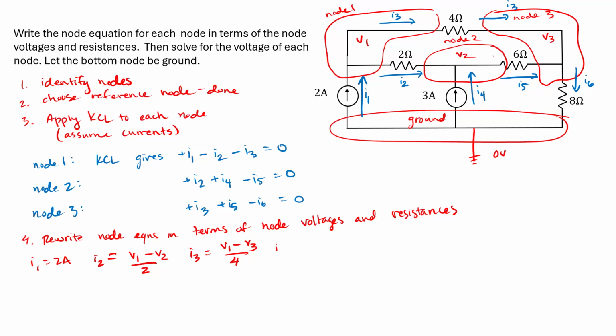And then finally, I4, we know is 3 amperes. That's given to us. And I5, in this case, is equal to V2 minus V3 divided by 6 ohms. And then finally, last but not least, I6 is equal to V3 minus 0 divided by 8, or just V3 over 8 ohms.